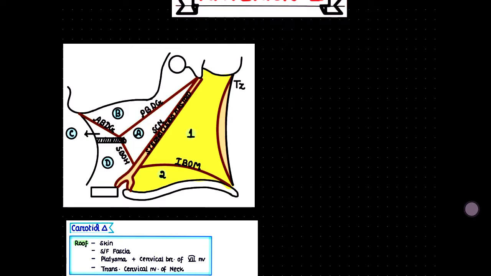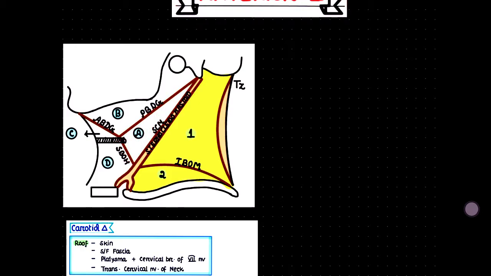So for now, the triangle which is bounded by what? This is the posterior belly of digastric muscle. This is the superior belly of omohyoid muscle. And this is the anterior boundary of sternocleidomastoid muscle. So what is this triangle? This is our carotid triangle. Why? Because bifurcation of the common carotid artery is taking place right here. Okay, now let's move toward another triangle.